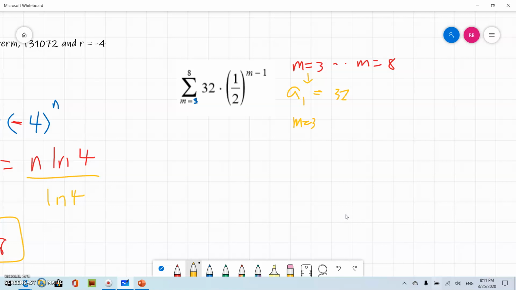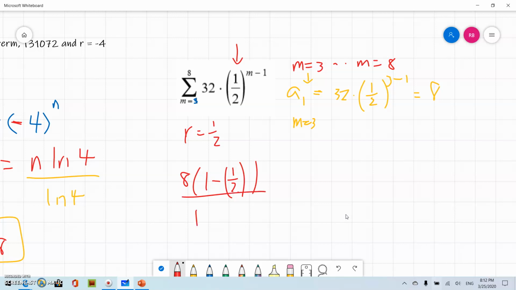So we plug it in. 32 times 1 over 2 to the 3 minus 1. So it's 32 divided by 4, because 1 over 2 squared would be 1 over 4. So 8. And then R is this number here, right? And technically, for the formula, I need a1, which is 8, 1 minus r to the n power.